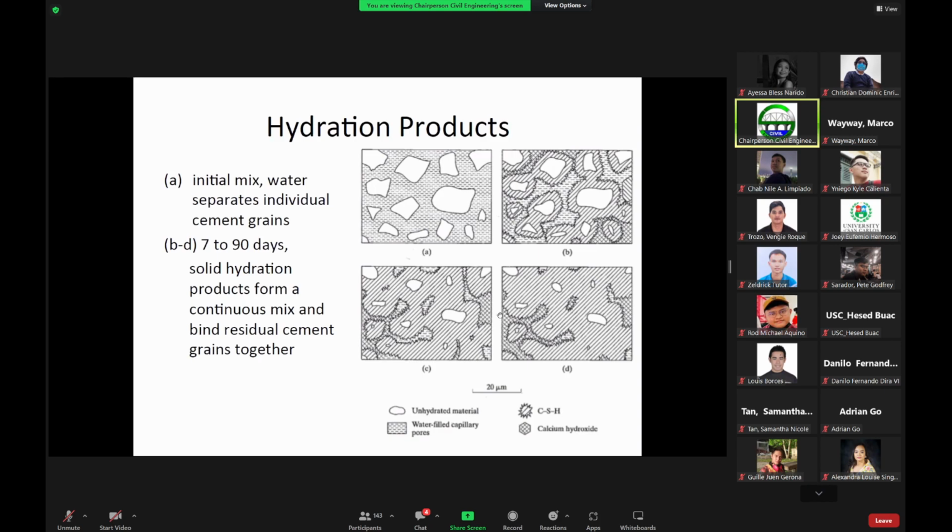So you will also notice that, sorry, you won't see it here, but your hydration products will occupy a greater volume than the original cement compounds. So this leads to the reduced porosity in your paste and also increased density. So it increases your hydration products, increases the density of your cement paste, likewise increasing the density of your concrete.